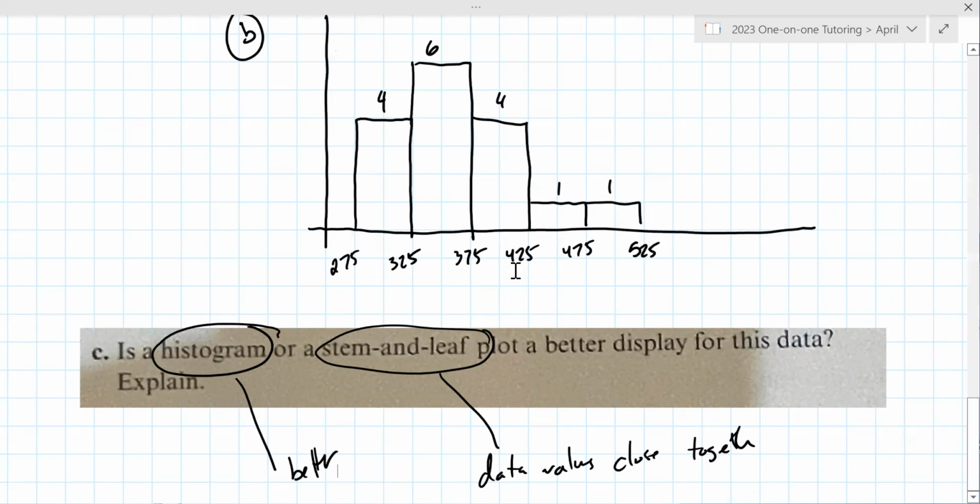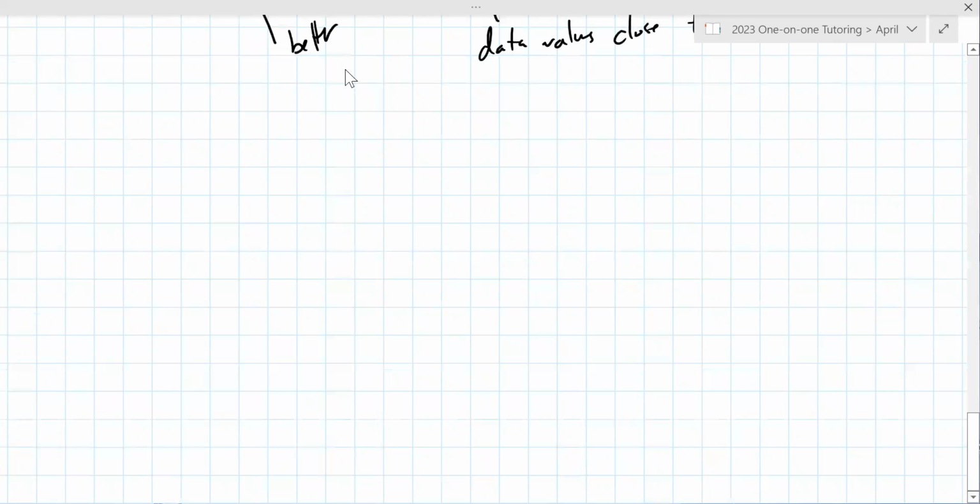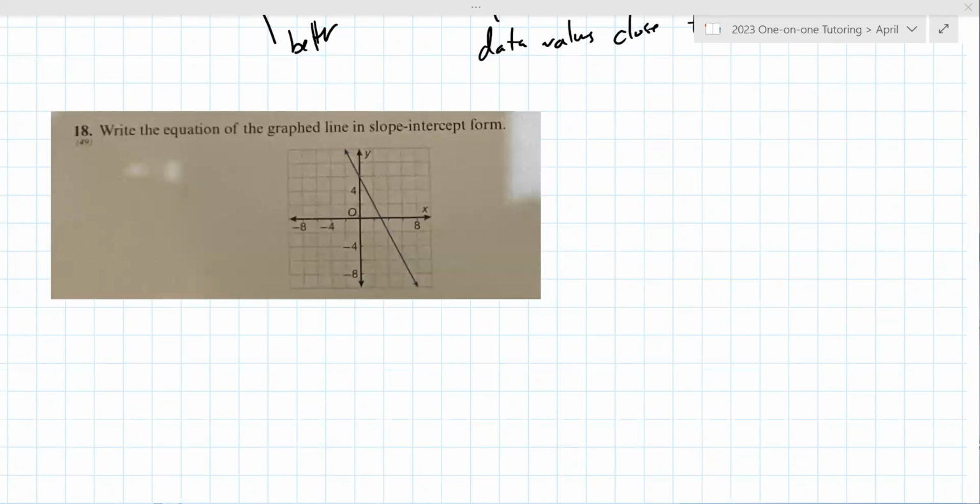All right. Not bad. So we'll go to 18 next. Are we going all the way through the end of this page? 19 and 20? Yeah, 19 and 20. Okay. All right. Just making sure.